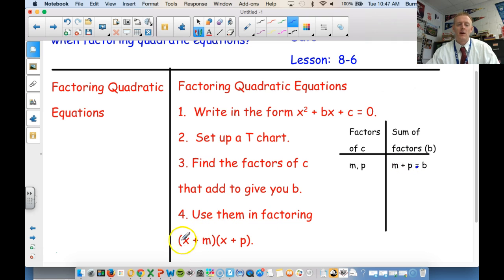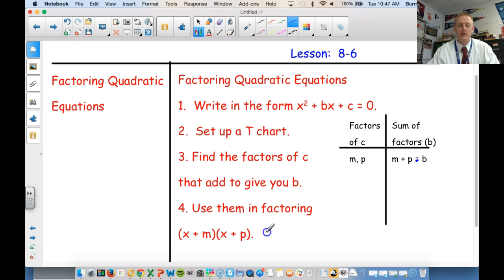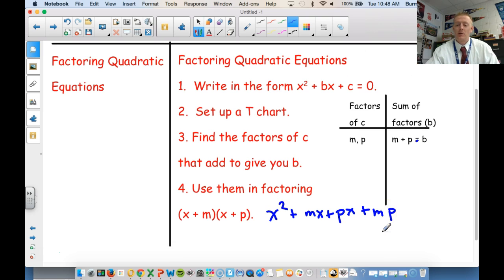These things are coming from the two binomials of x plus M times x plus P. So when we were to factor this out, to FOIL this out, we get ourselves an x squared plus mx plus px plus mp. So we're trying to find out what things add to make the middle but multiply to make the end. We're looking for that information because that's what happens when we FOIL.